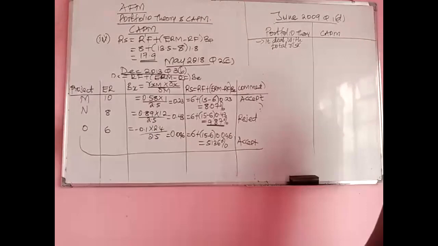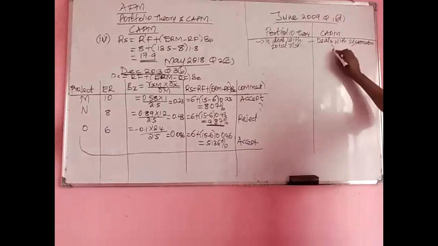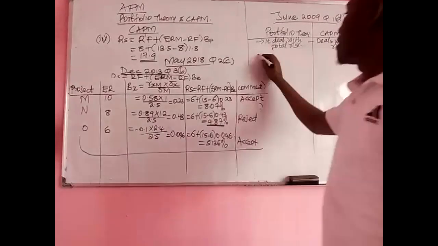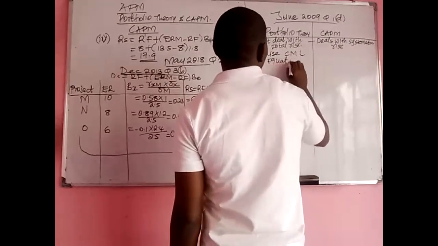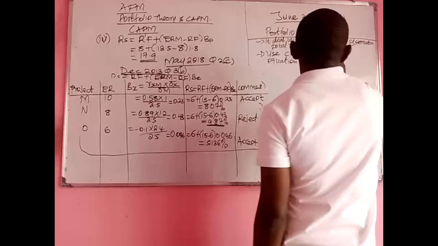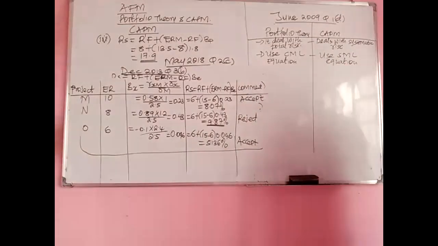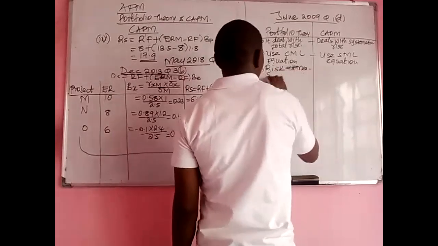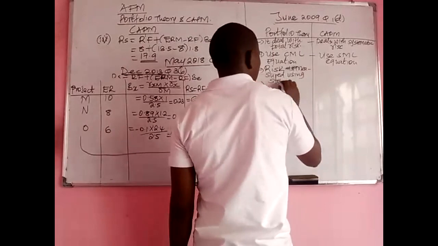That is also another distinction. Now, for portfolio theory, risk is measured using standard deviation. But on the other hand, for CAPM, risk is measured using the beta factor.